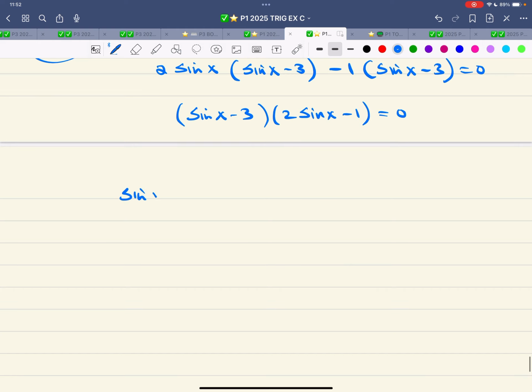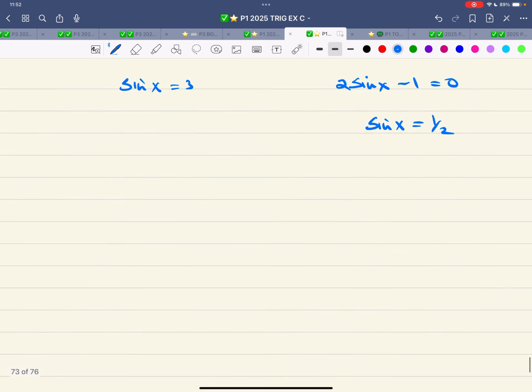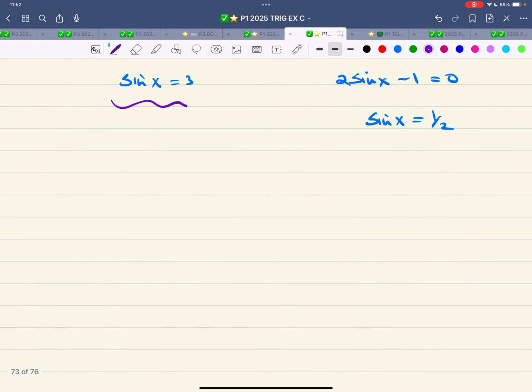Therefore, sine x is equal to 3. Or, let me write the full step, 2 sine x minus 1 equals 0. Therefore, sine x equals half. Now, the very first thing is this. We know that the maximum value and the minimum value of sine x is 1 and negative 1 respectively. Sine x equals 3 is outside of range, therefore rejected.